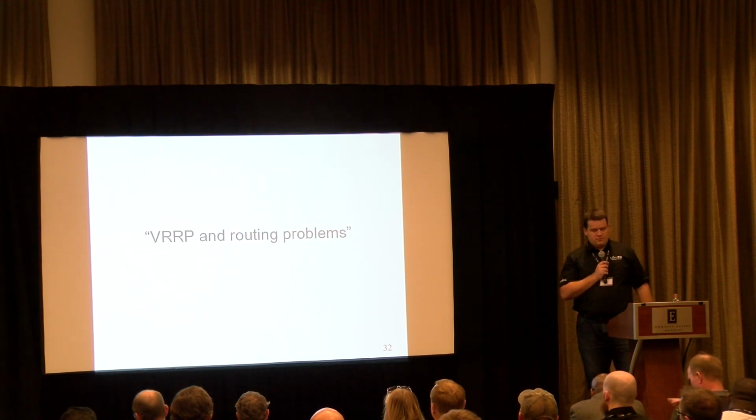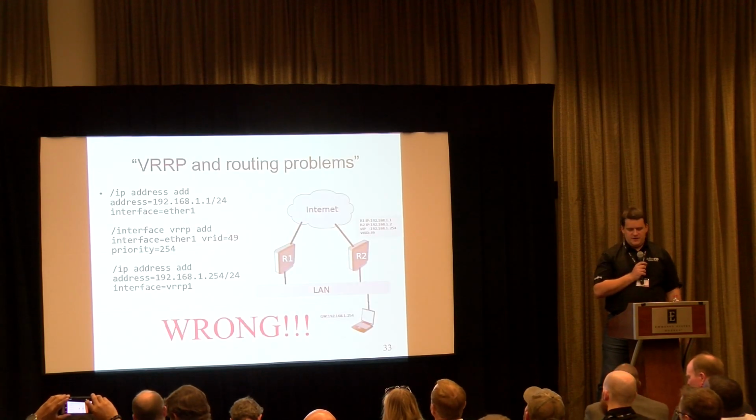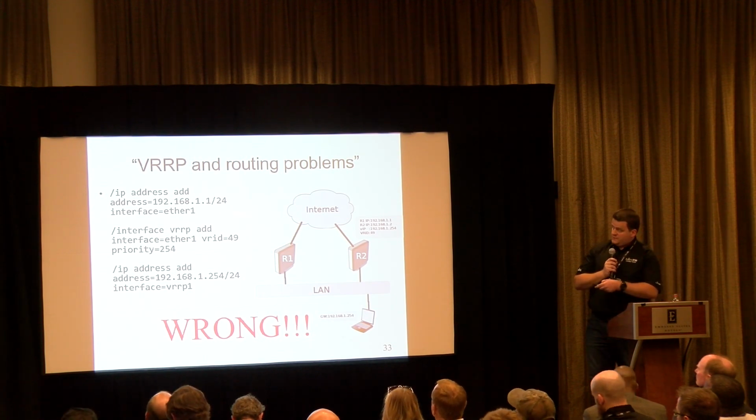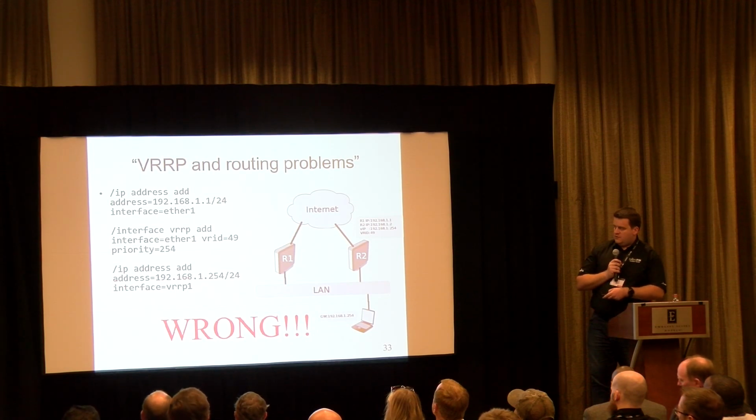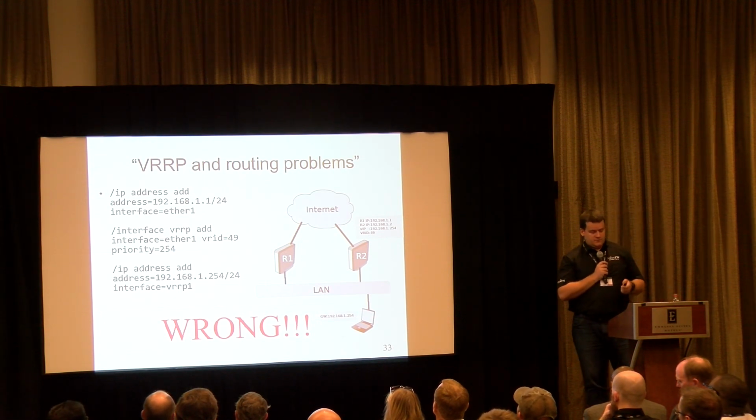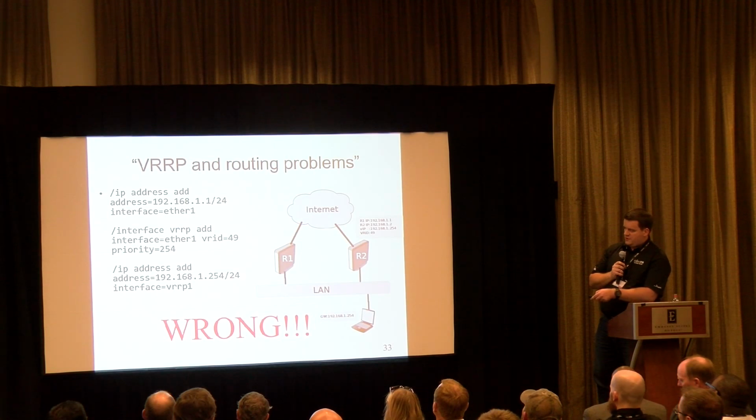So, next problem, VRRP and routing problem. In a typical VRRP implementation, we have an IP address on the physical interface, we have a VRRP interface on that physical interface, and we have an IP address on that virtual VRRP interface, and this configuration is wrong. It is a very, very popular setup to support. So what is actually wrong? It's this thing over here.